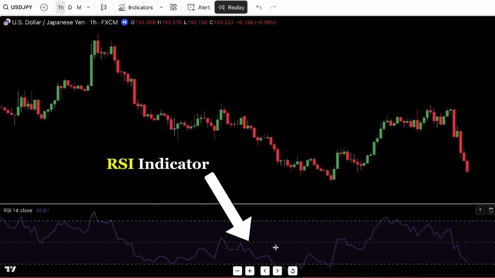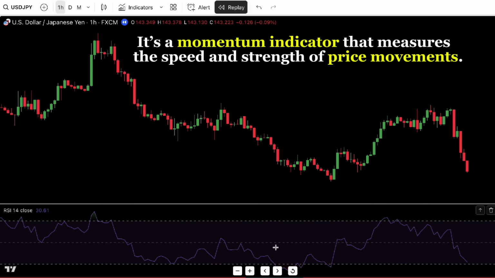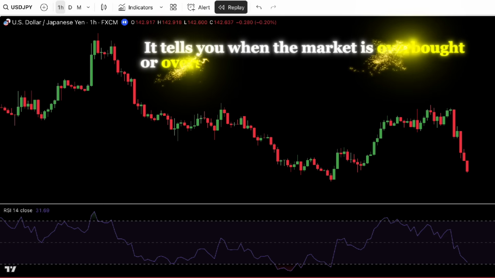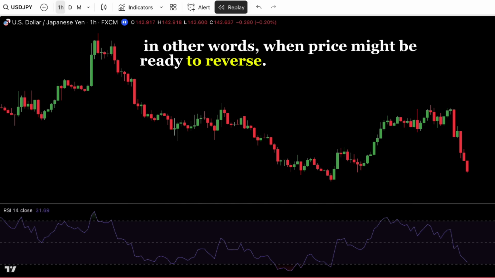Now, let's understand what this indicator actually shows. RSI stands for Relative Strength Index. It's a momentum indicator that measures the speed and strength of price movements. It tells you when the market is overbought or oversold. In other words, when price might be ready to reverse.